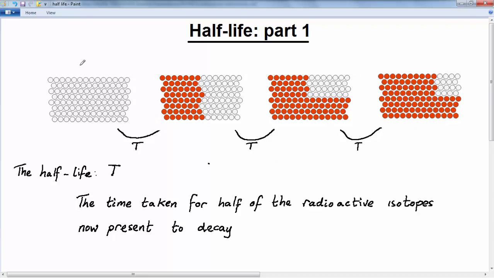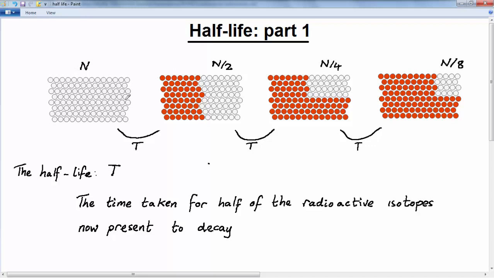So we started off with N radioactive isotopes. After one half-life, we then had N by 2 remaining. After another half-life, we have half of those, which is N by 4. After another half-life, we have half of those, which is 1/8 of the number that we started with.